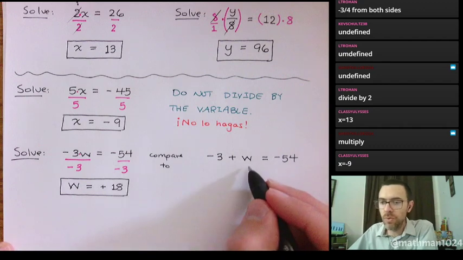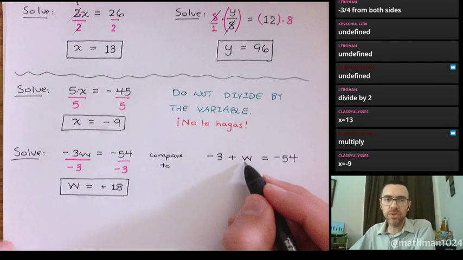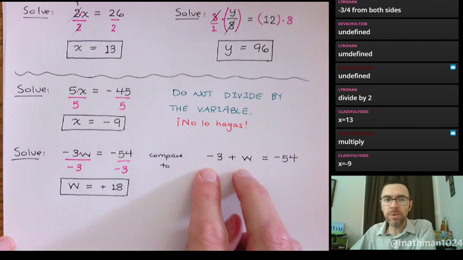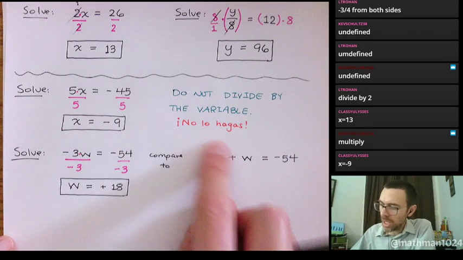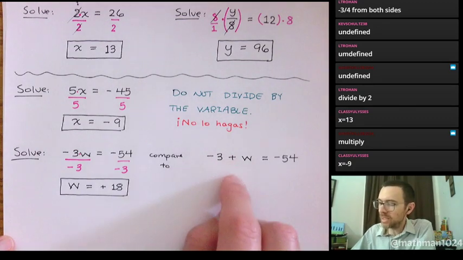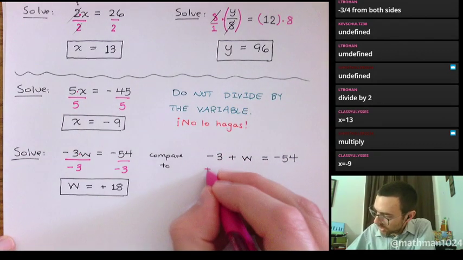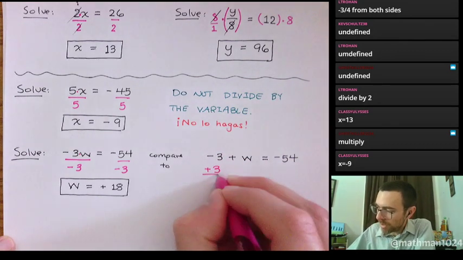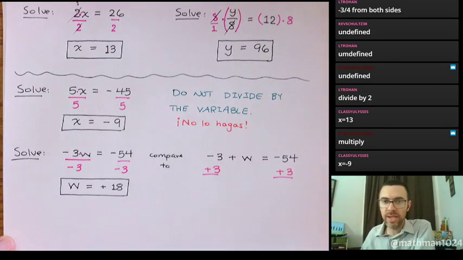Over here, though, getting w by itself is going to be a little bit different. See, the negative 3 is not directly attached to the w. These are two separate terms, so I don't want to mess with the w. I do want to get rid of this minus 3. Since the negative 3 is not connected and it's just the term minus 3, to get rid of it, this is where you would use a positive 3, because you're adding 3 to undo the negative there.